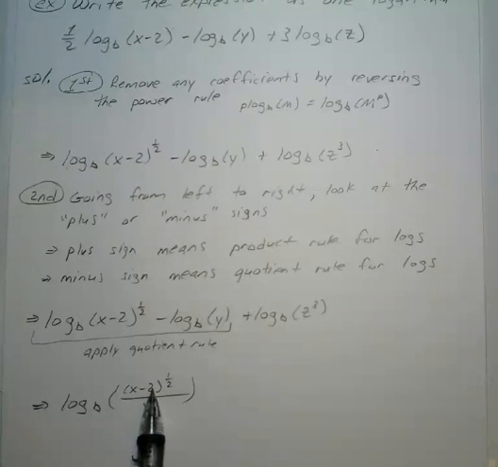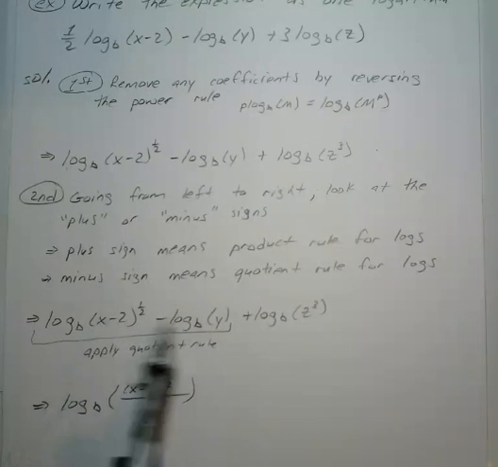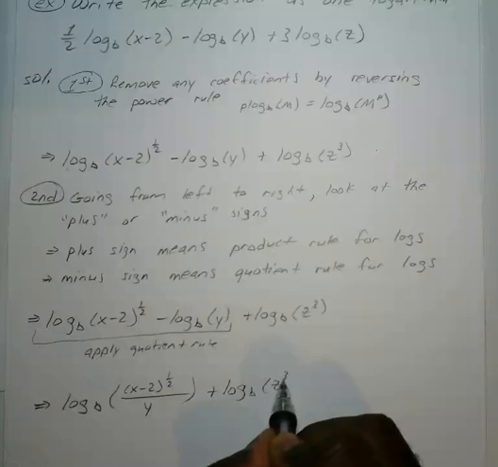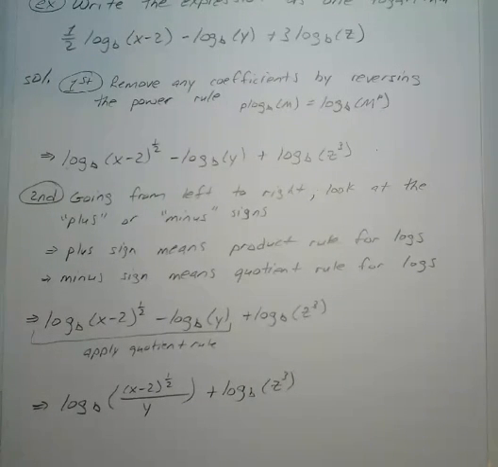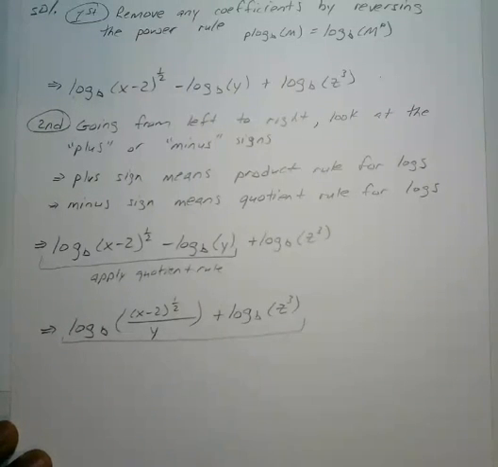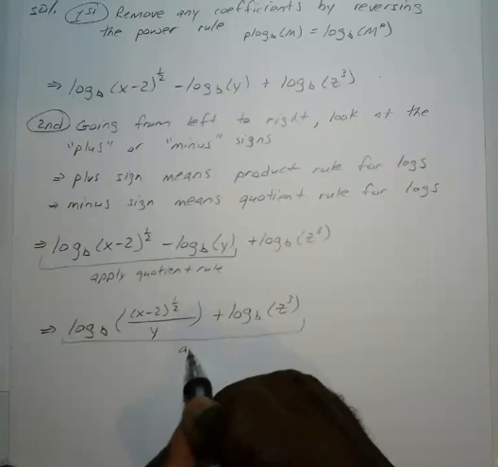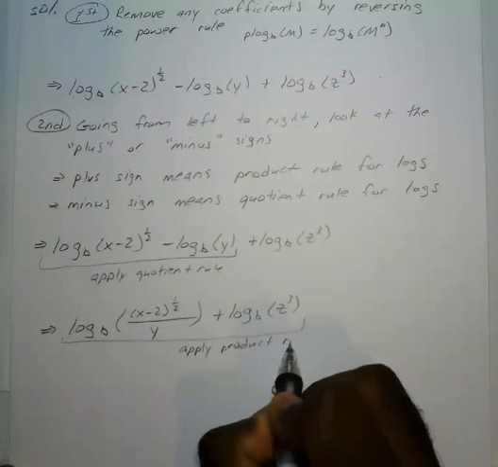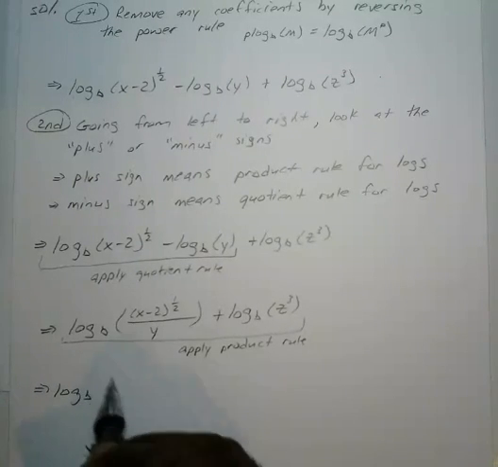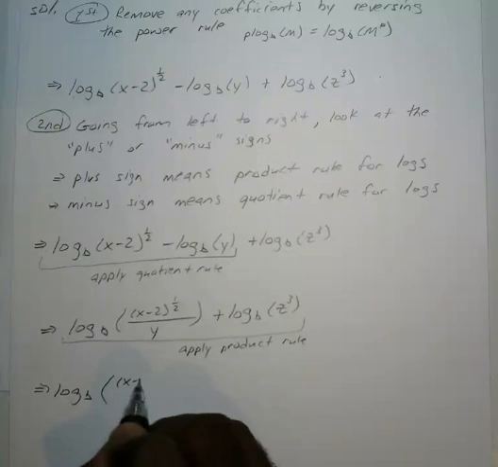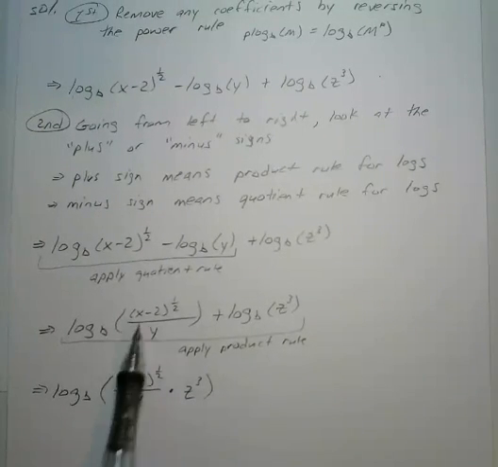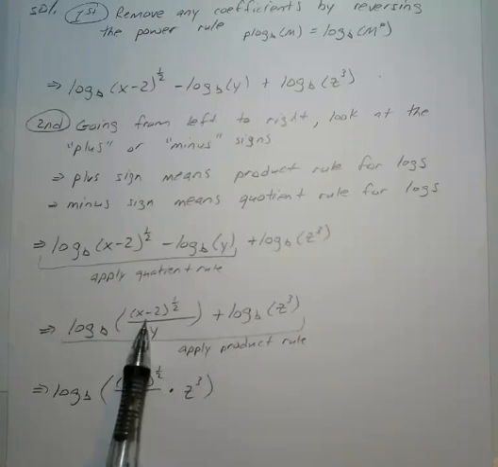Because remember, if you have log base b of m minus log base b of n, that's log base b of m divided by n. So all we did was do it backwards. Okay, so plus log base b of z to the 3rd power. Now we look at our only remaining sign, which is the plus sign. So these two, you have a plus sign, so we're going to apply the product rule. That gives us log base b of (x minus 2) to the 1/2 power over y times z to the 3rd power. So you're just combining the logs with the same base, in this case b, and multiplying those two.